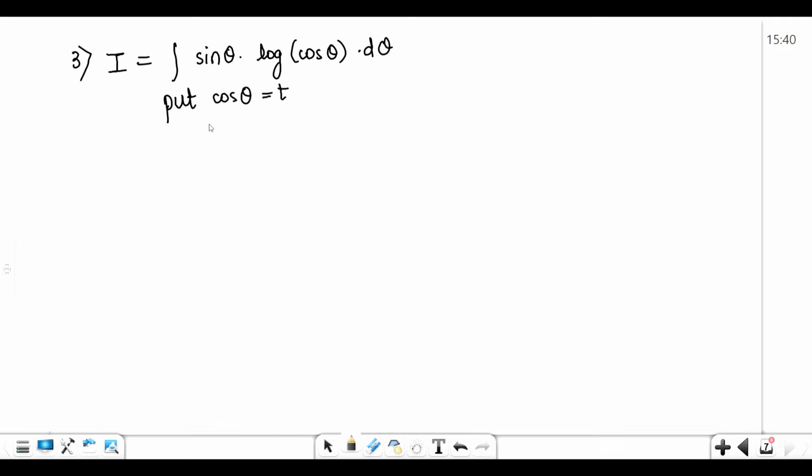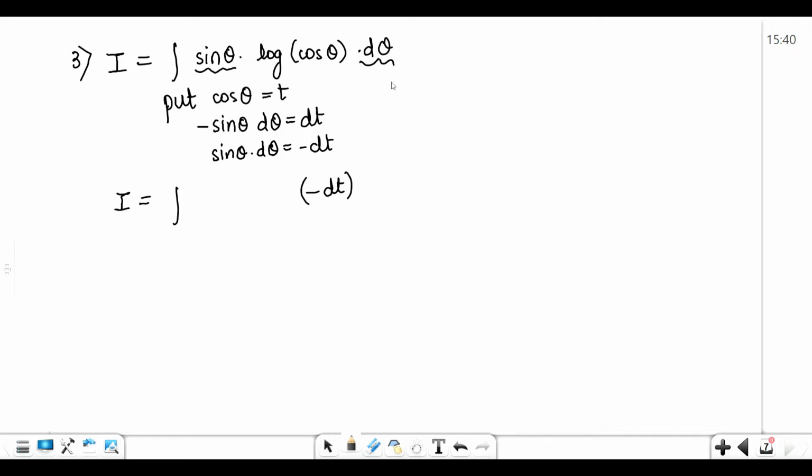So the derivative of cos is negative sine theta d theta dt. Negative can be taken on the right side, so that becomes negative dt. Okay, so now your question reduces to minus dt. Okay, the sine theta and d theta can be replaced with negative dt, and this becomes log of t. Okay, you can take the minus outside, so that gives you log t dt.